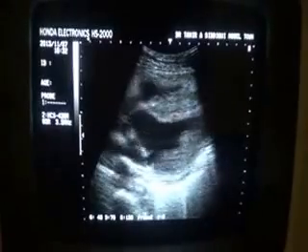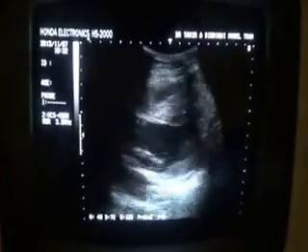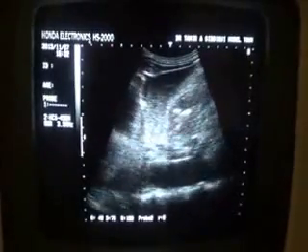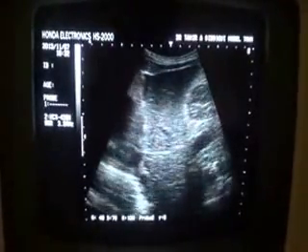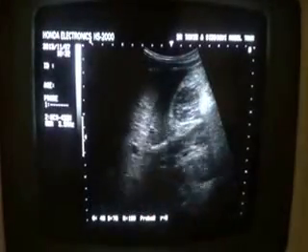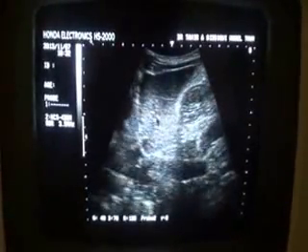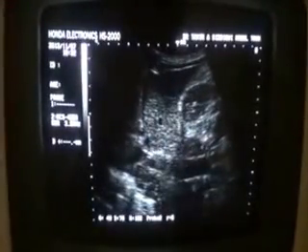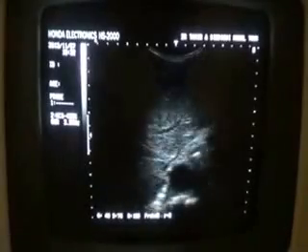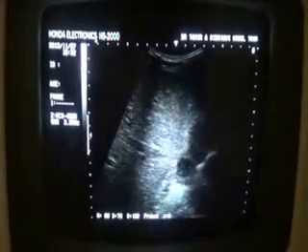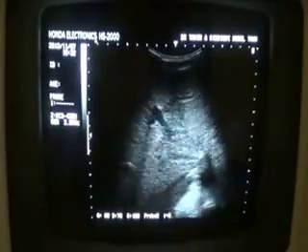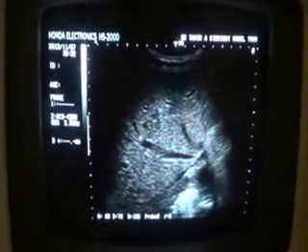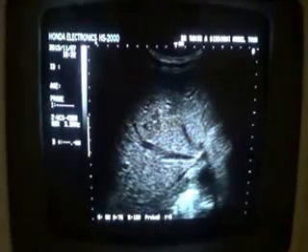Here you can see the mitral valves. This is the aorta. Here we should be able to see the IVC. This is the IVC, the inferior vena cava. The hepatic veins are not congested or dilated, so these are the hepatic veins. This is the right, these are the middle hepatic veins, and this is the right.